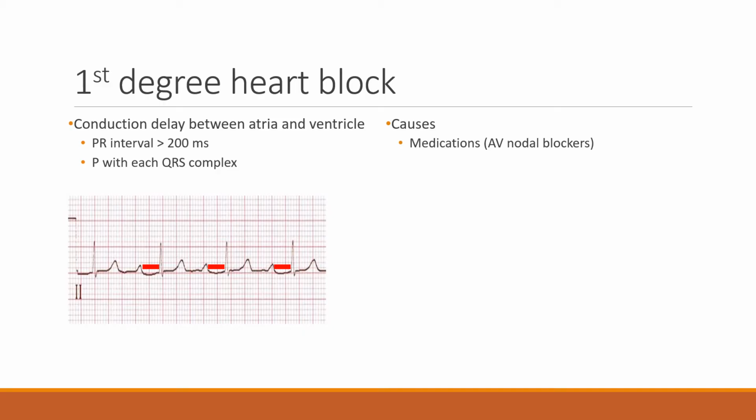This is an example of first-degree heart block. We have a long PR interval between each of our QRS complexes. And this just represents some form of conduction delay between atrial depolarization and ventricular depolarization. It's frequently caused by medications, such as beta blockers or calcium channel blockers, anything that can block or slow the AV node. Sometimes it's caused by excessive vagal tone, meaning too much acetylcholine from the vagus nerve is being sprinkled onto the AV node and causing a bradycardia with a long PR interval.